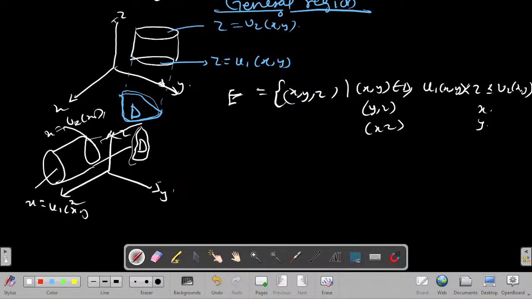So on that note, I think we can solve an example on the general region so that you appreciate it better and you understand it so well. So let's take an example on the general region.